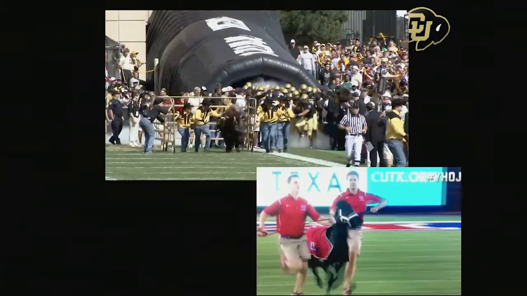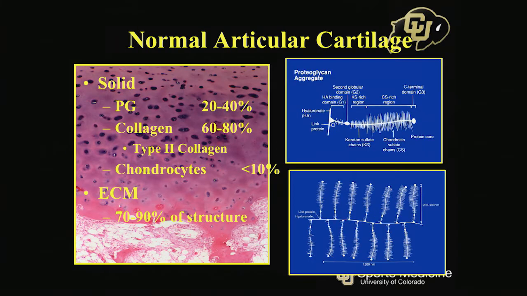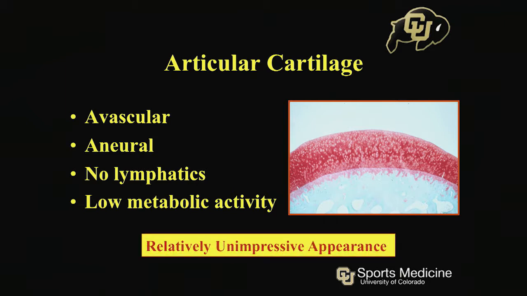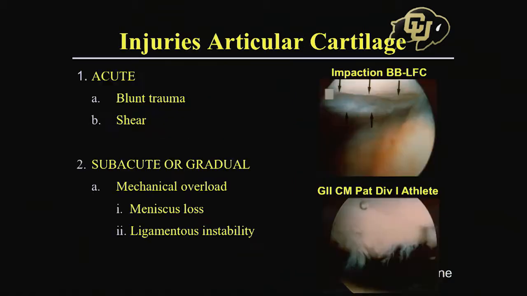So articular cartilage function: it distributes the load, it minimizes the stresses, and has a low friction surface. There's a lot of characteristics of it that are very important. It is avascular, aneural, has a low metabolic activity, and really an unimpressive appearance. It is a very interesting issue, but what happens when we have an injury to the cartilage in an athlete?